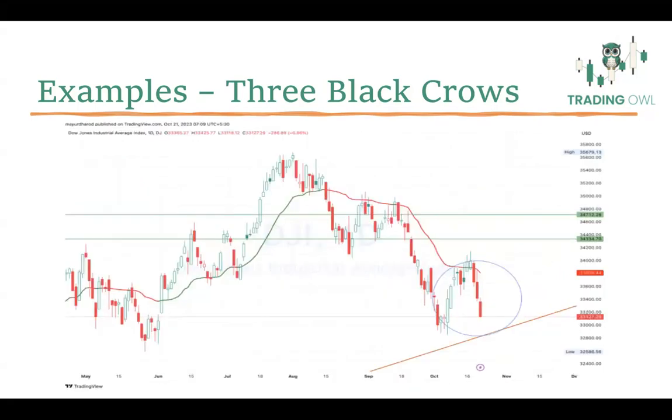Likewise, it's the same for Dow Jones. Dow Jones also in the last 3 days has made three bearish candles, and it is making the three black crows, signifying further weakness in the Dow Jones.